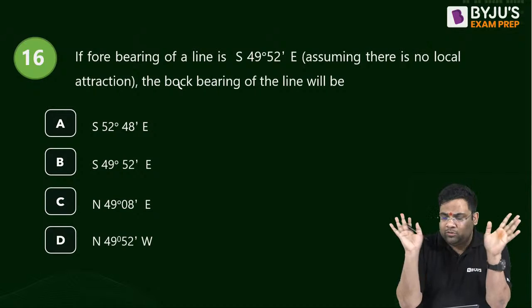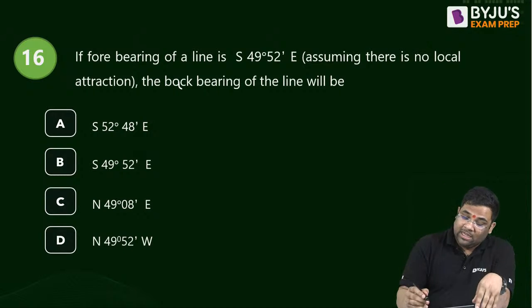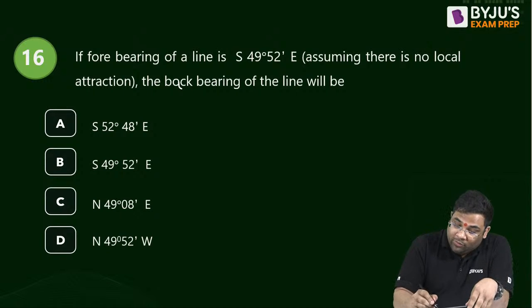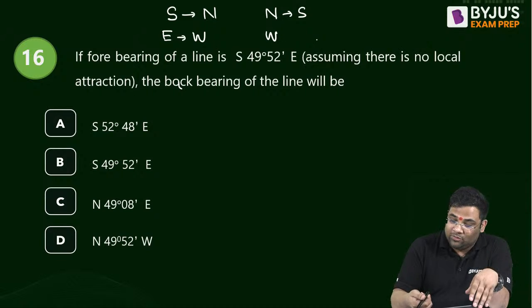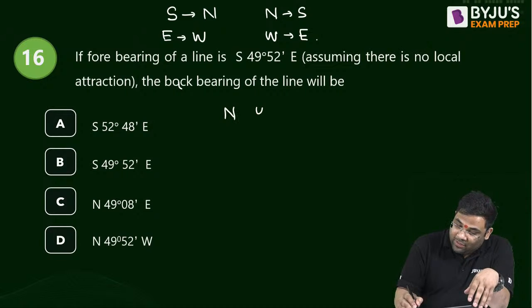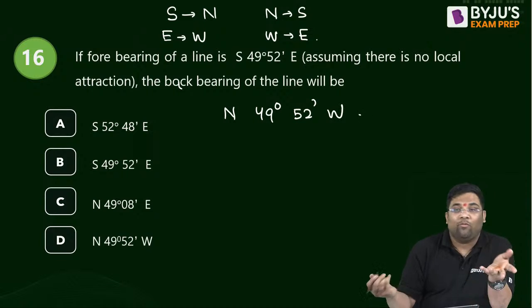Okay. There is a small trick to it. I'll explain the theory also a little bit. Whenever they give the forebearing and ask the back bearing, what do you do? You convert south to north, north to south, east to west, and west to east. Just convert that. Yes or no? So it becomes north 49 degree 52 minutes west.